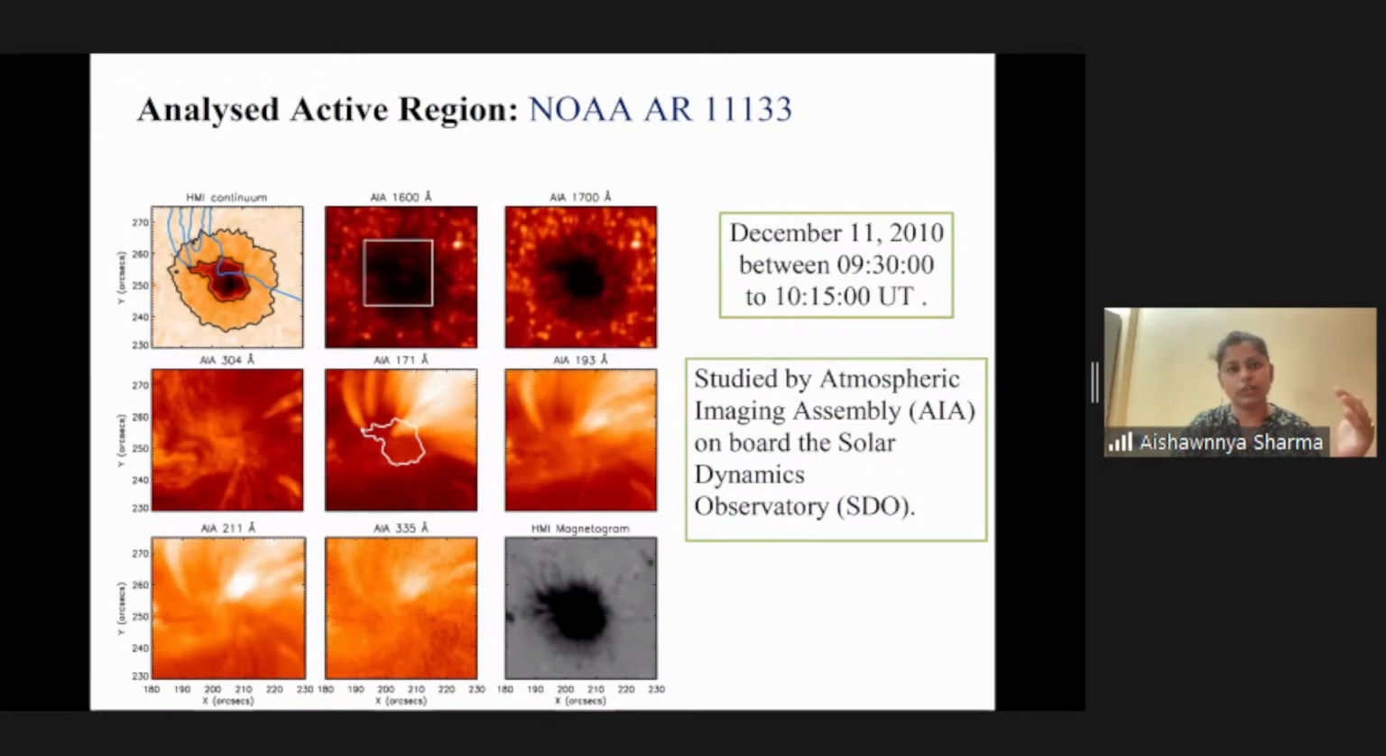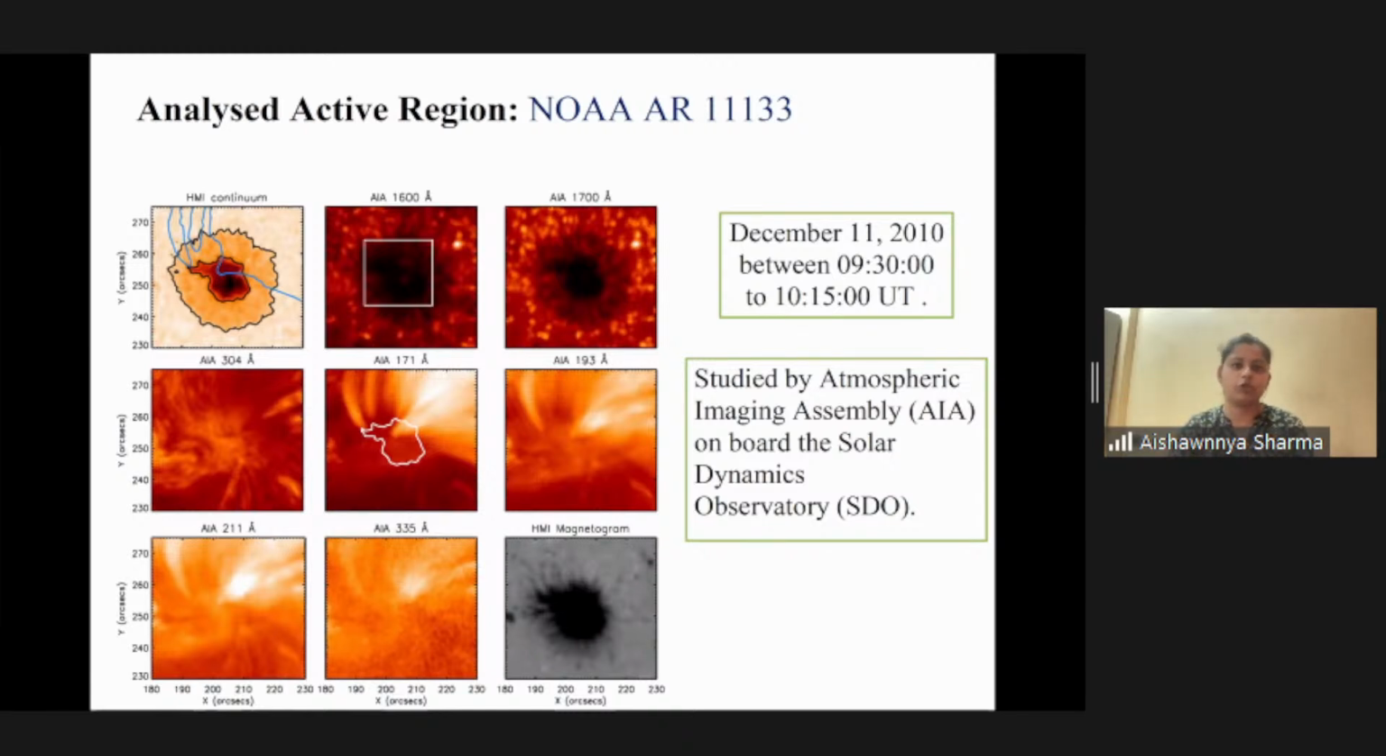You can see on the top panels HMI Continuum, AIA 1600, AIA 1700. Here we can see the sunspot. There is the umbra, the middle darker part, surrounded by the penumbral part. But as we go upward, to the corona, the sunspot disappears and appears in the form of fan loops. Fan loops, because as I have said, sunspots are regions of strong magnetic field lines. So these field lines appear in the solar corona.